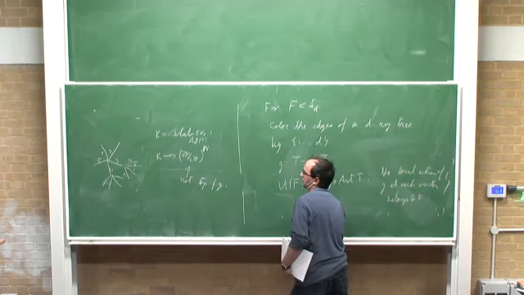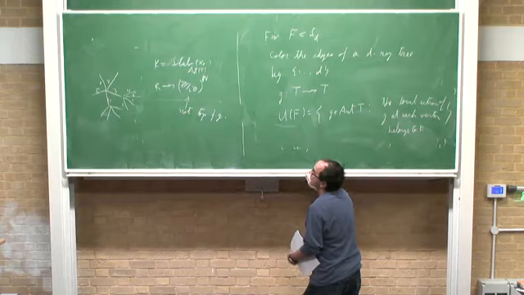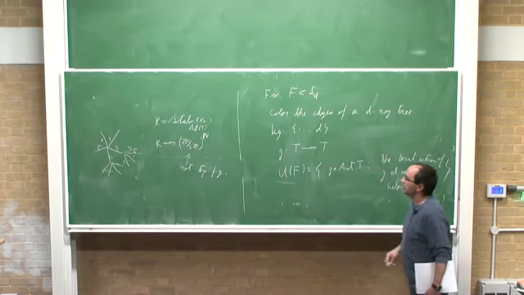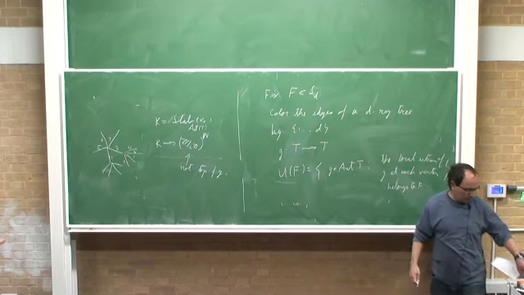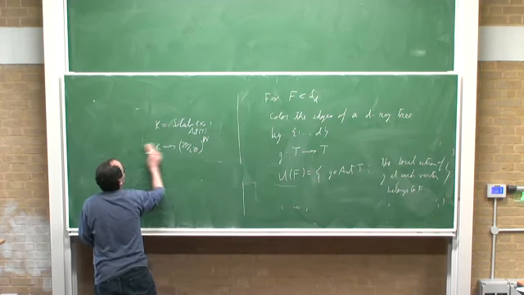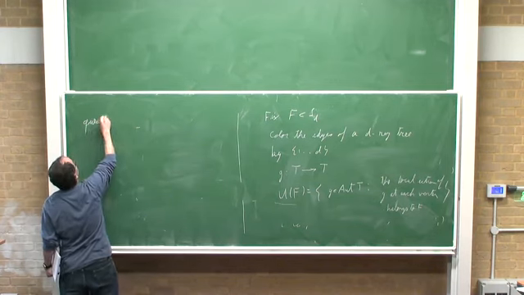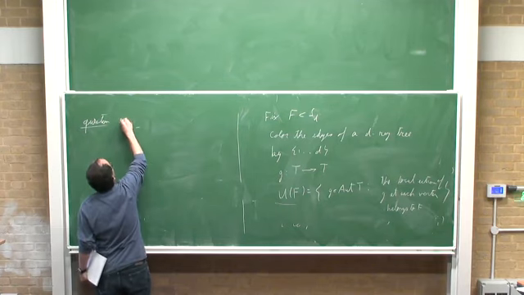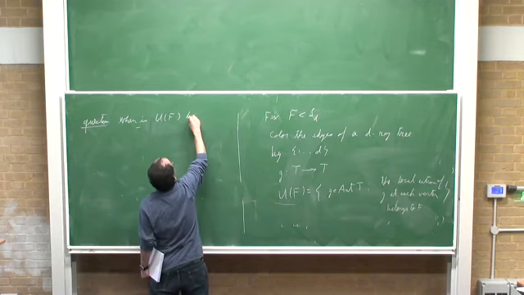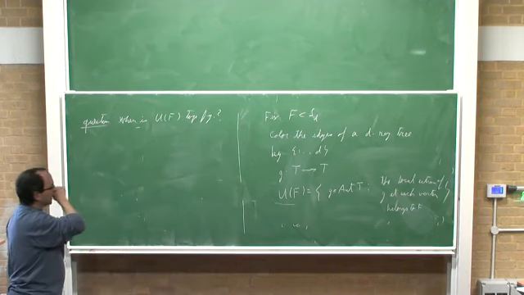Now, the question we want to understand is when this group is topologically finitely generated. That is the question we are going to focus on. So the question: when is U of F topologically finitely generated? Okay.